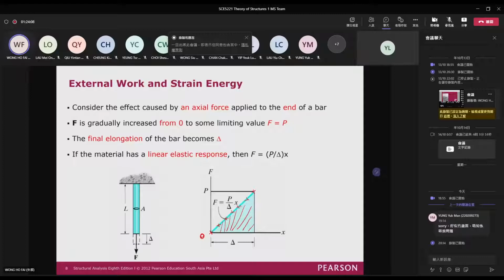So right here, you can see that we can find the work done by the force easily. It is just equal to one half times P times delta, which is the area of the triangle.